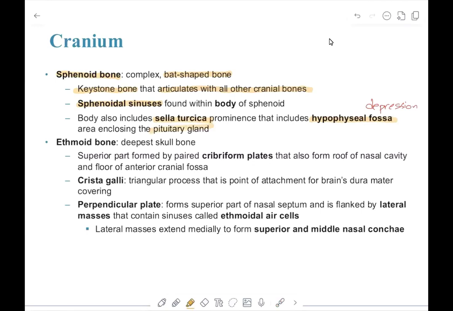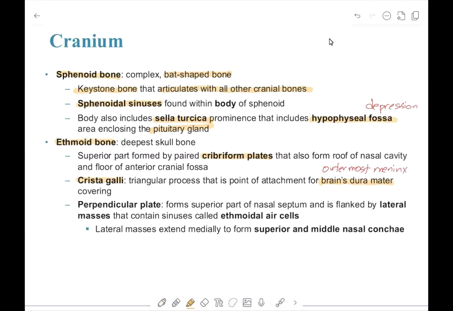Our last cranial bone is the ethmoid bone, the deepest skull bone, and the top of it is formed by cribriform plates that also form the roof of the nasal cavity. There's a triangular process called the crista galli, which attaches to the brain's dura mater. The brain's dura mater, while we haven't learned about it yet, is the brain's outermost meninge. And singular, it's called a meninx.